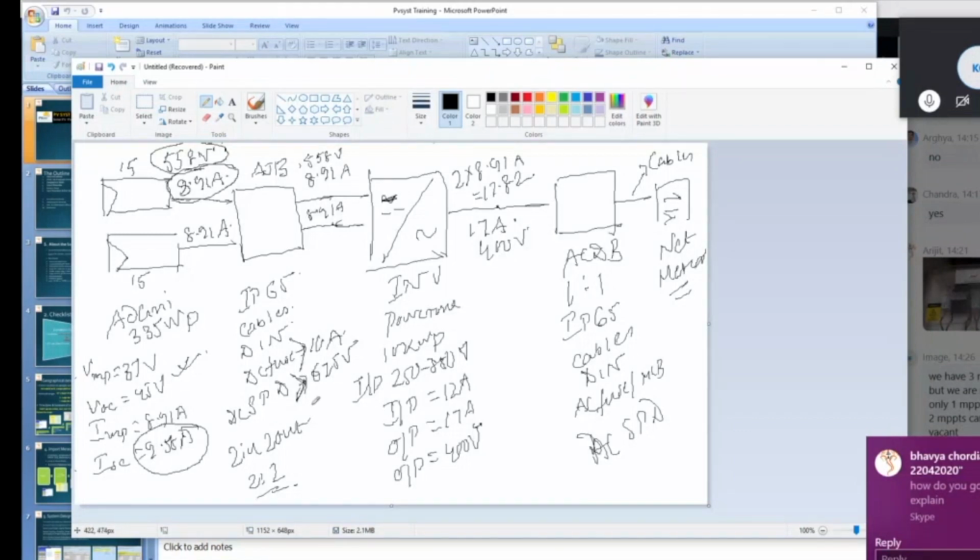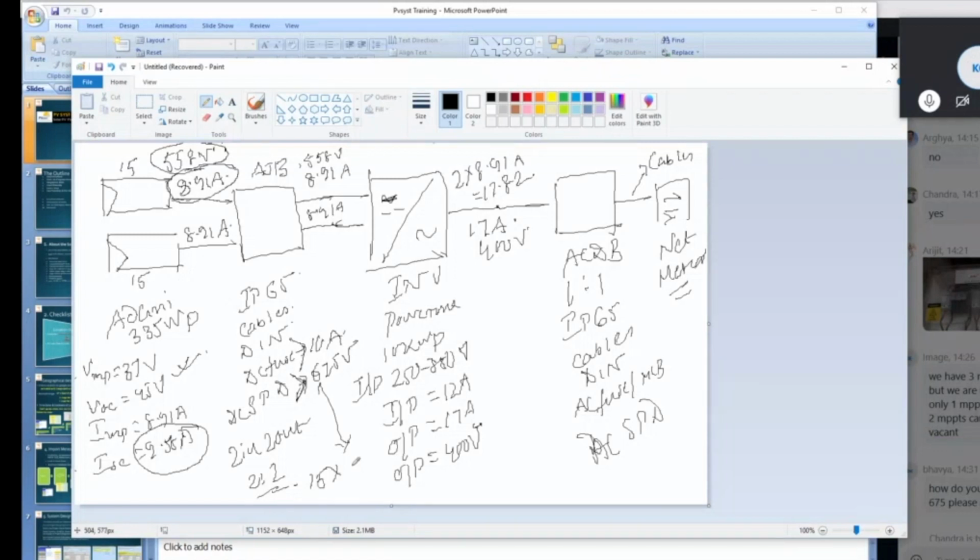You can see here 15, that is the number of modules in a string, multiplied by VOC. Here the VOC value is 45. If you multiply 45 with 15, we will get 675. As we have already discussed, we have three types of SPD: type 1 less than 600, type 2 between 600 to 1000, and type 3 greater than 1000. So here type 2 is more than enough. We would select type 2.